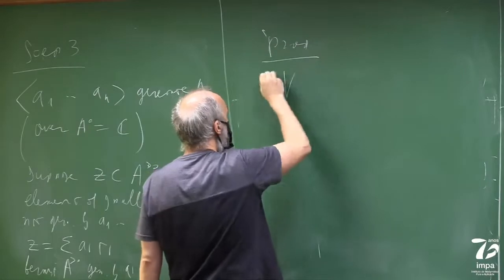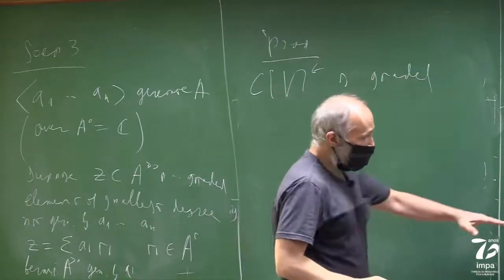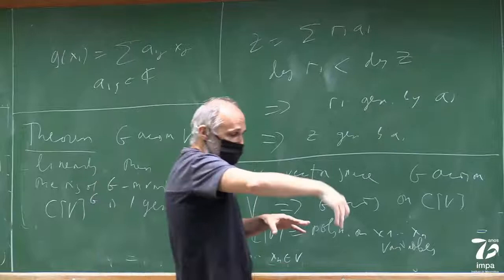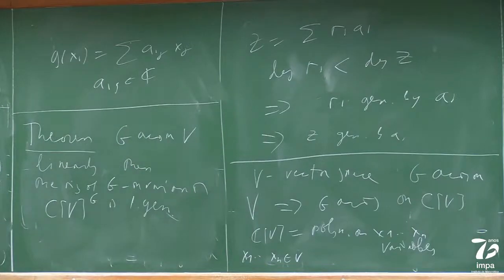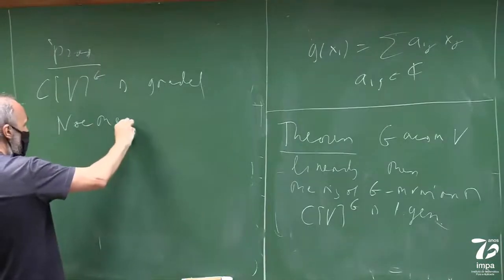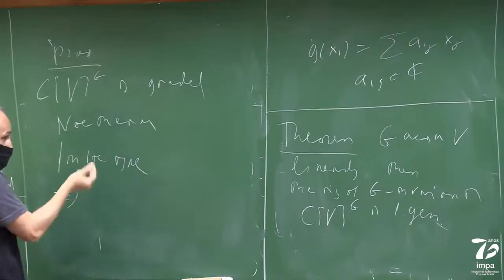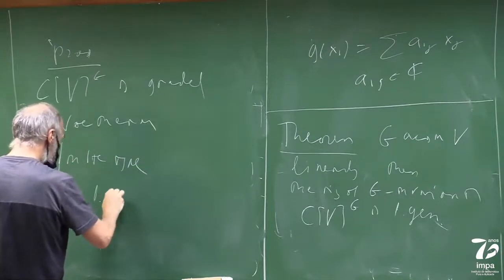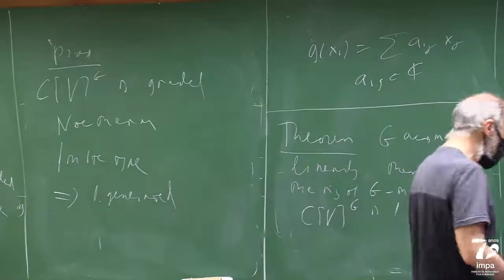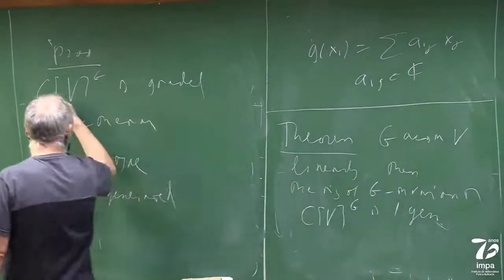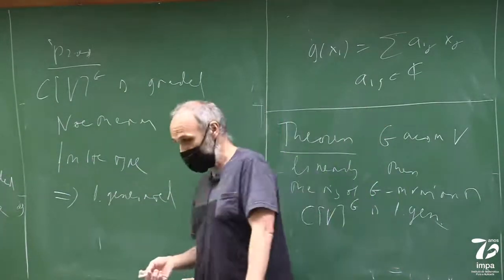So you have C[V]^G is graded. This is because G acts on each homogeneous polynomial, mapping it to a homogeneous polynomial of the same degree. So it's a direct sum of homogeneous polynomials, graded, Noetherian, and of finite type. Then it's finitely generated by the Noether theorem, which I just gave you. And you even have a set of generators explicitly from this theorem. You just take generators which generate the ideal of positive degree terms. And this would give you also a set of generators for the algebra.